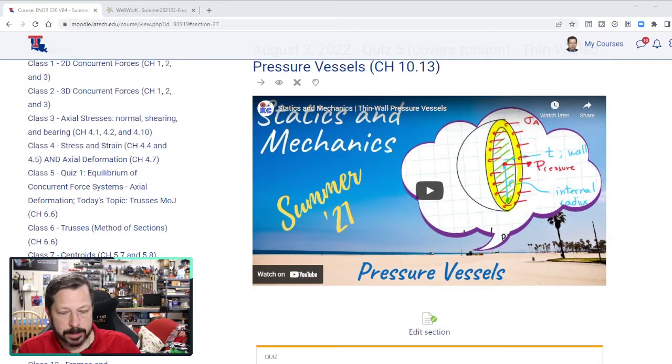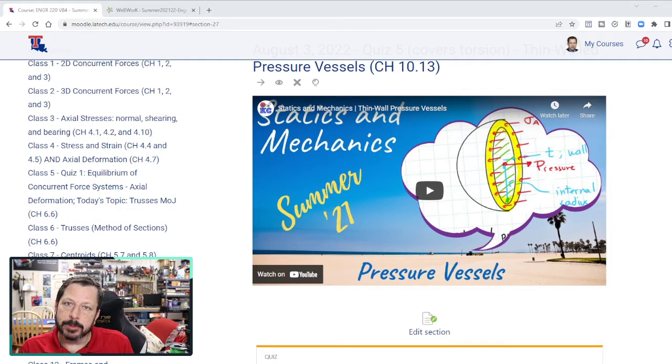All right, we've got our next to last topic. There's one more topic that will be tomorrow, but we've got our next to last topic for the quarter. This is thin-walled pressure vessels. So we're going to think of spherical and cylindrical thin-walled pressure vessels.